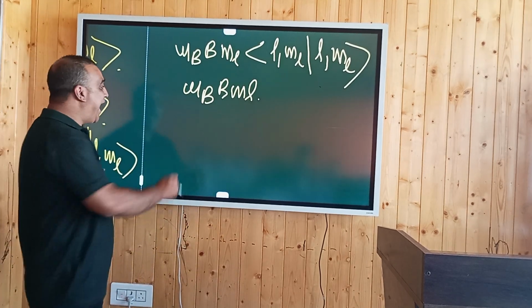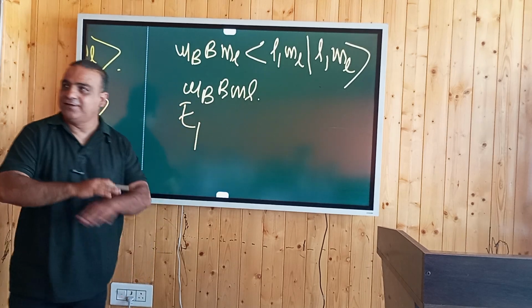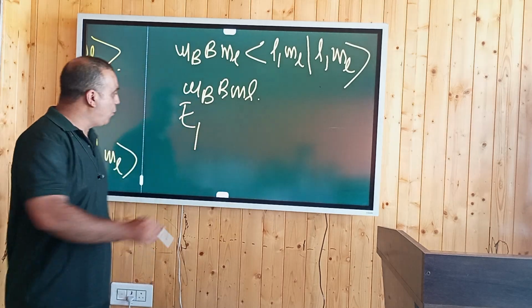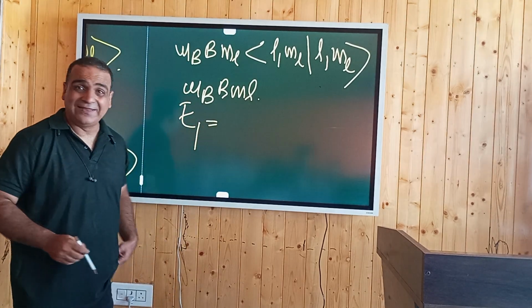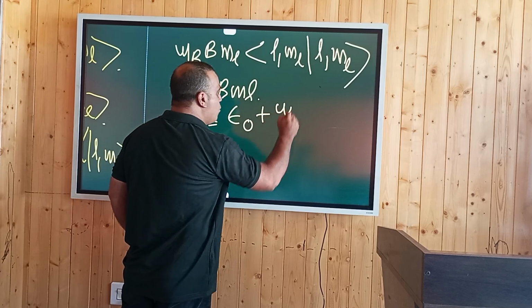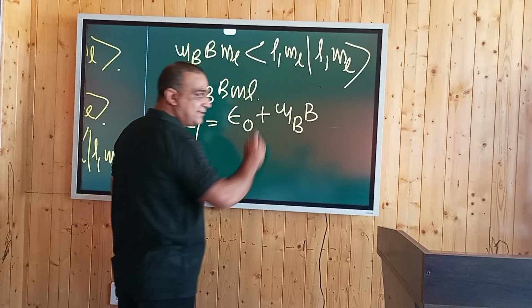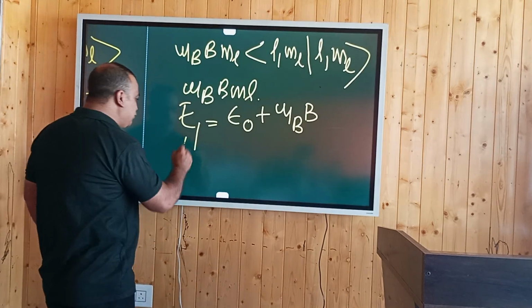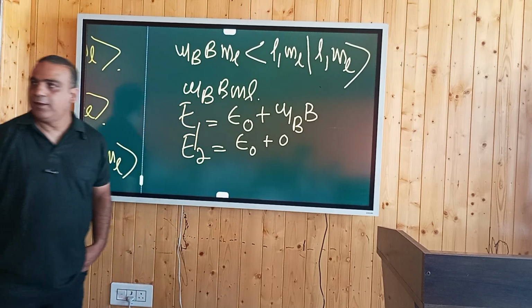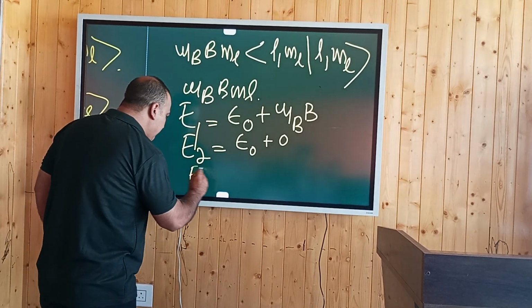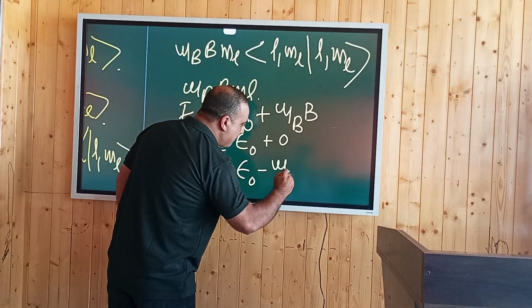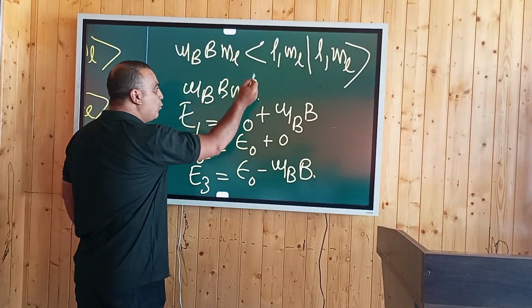Right? So you have E1, you have lifted the degeneracy of your system by introducing the external perturbation. So you have E1, what will be that? That will be E0 plus mu B and B, am I right? What will be the next? E2. That will be E0 plus 0. Right? What will be E3? E3 will be, come on, it will be E0 minus mu B and B, because I'm using the value of ML.